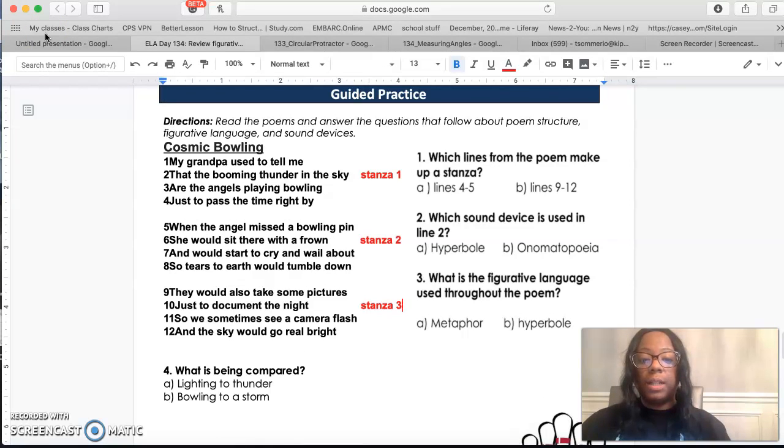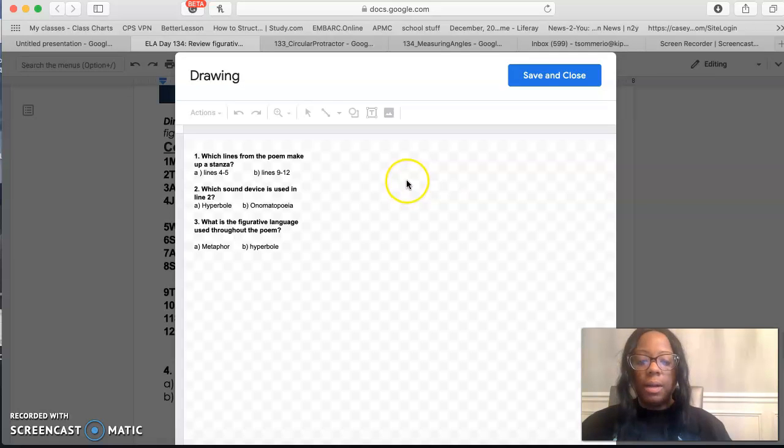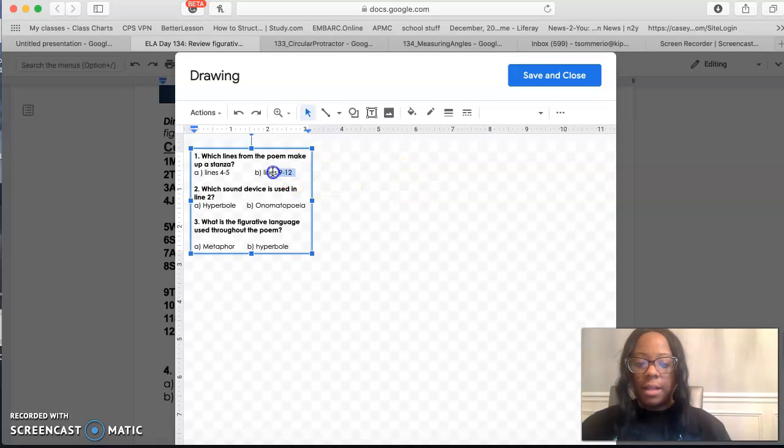So question number 1 is asking us which lines from the poem make up a stanza. Is it lines 4 through 5 or lines 9 through 12? So if we look, we know that it's stanzas 9 through 12. So we're going to go in and mark that as the answer. Stanzas 9 through 12. All right, next question.